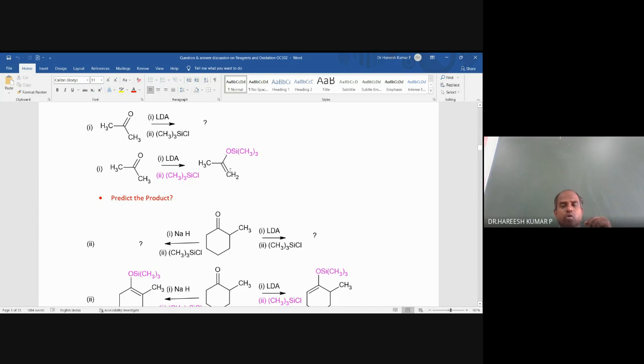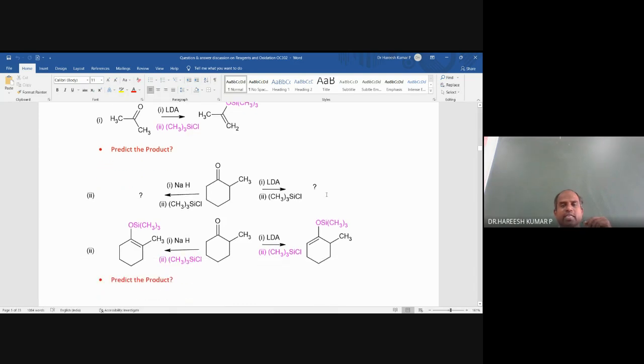That is how the product is formed. And here, this is again an important question, many times asked about this. So here, one should explain in terms of the kinetically favored intermediate and the thermodynamically favored intermediate. So that means 2-methyl cyclohexanone, when it is treated with sodium hydride followed by TMS chloride.